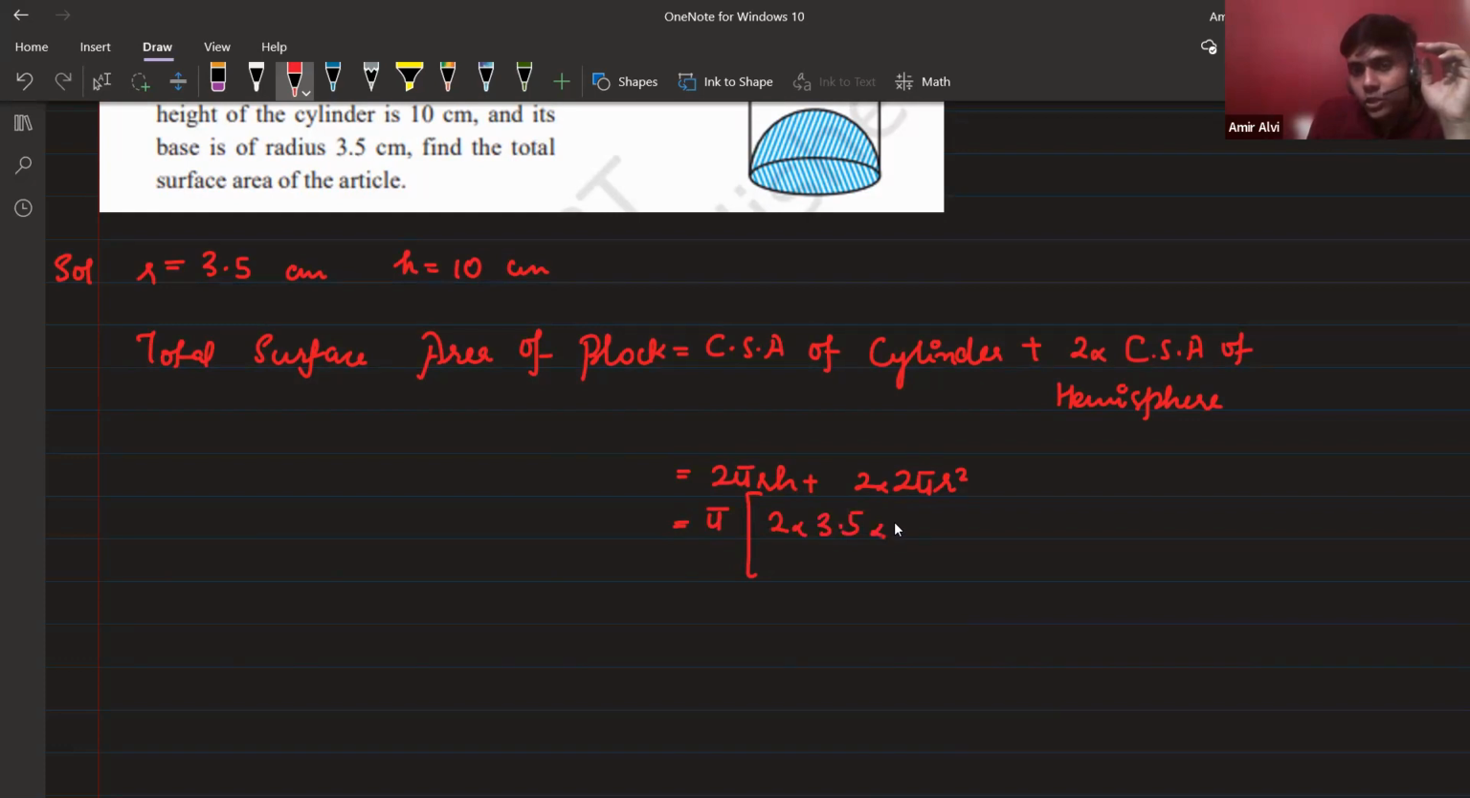Into h. Or you can do one thing, because I can see this thing, pi will cancel this 3.5. 7 will be cancelled out. I'm not taking pi as common, I will just cancel it out right there. 22 by 7 into 3.5 is a multiple of 7, yes or no, into h is 10, plus 4 into 22 by 7 into 3.5 into 3.5. So this will cancel 0.5 times, and 2 into 0.5 will be 1. So this term will become 1.